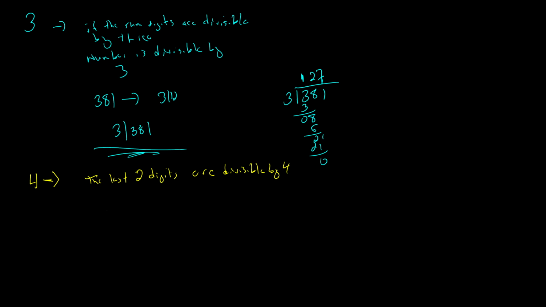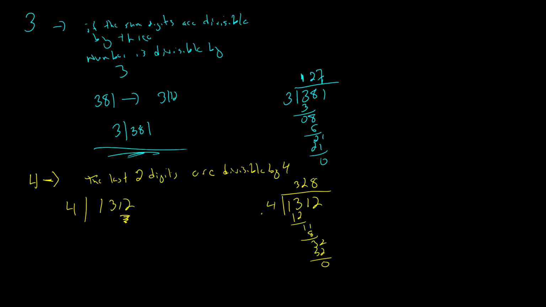So, for example, 1,312. Well, the last 2 digits, 12, are divisible by 4. And so we would say 4 divides 1,312. Well, again, we're going to double check. 4 goes into 13 3 times. 4 goes into 11 twice. And 4 goes into 32 8 times, with no remainder. So it does work.